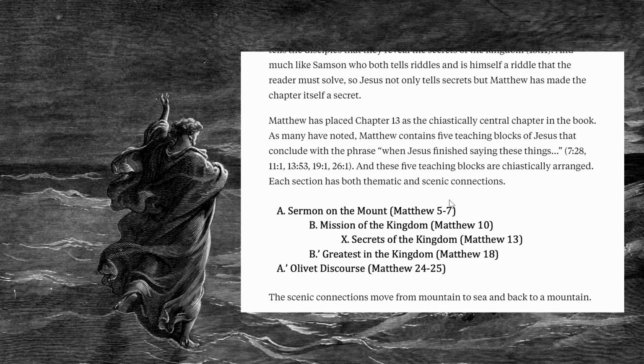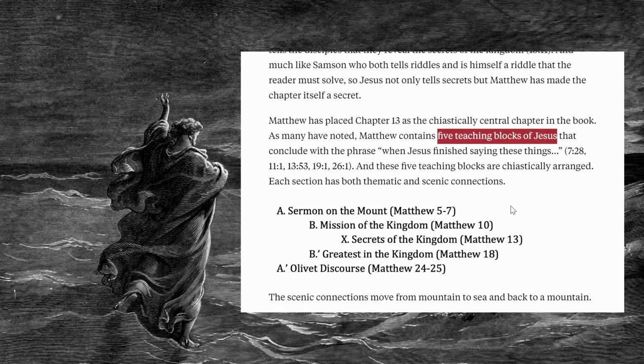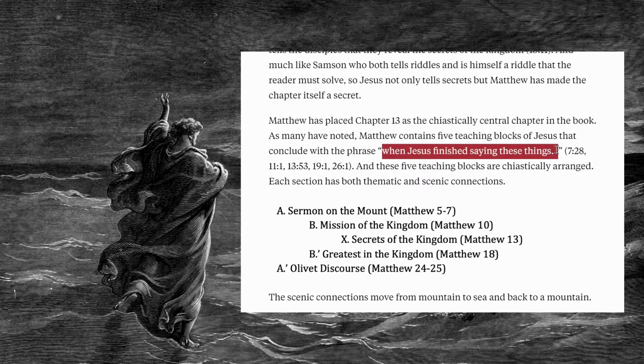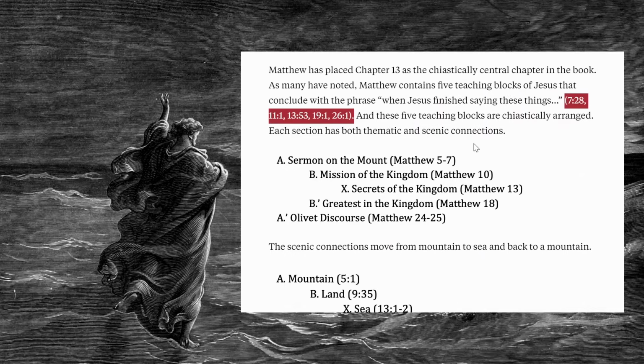Many people have noted in the past that Matthew contains 5 teaching blocks of Jesus. And so this is really how the book is structured. And they're marked pretty clearly by this concluding phrase, "when Jesus finished saying these things." And here he lists the occurrences of this phrase. And of course, these 5 teaching blocks probably do mirror a Moses typology of the 5 books of Moses.